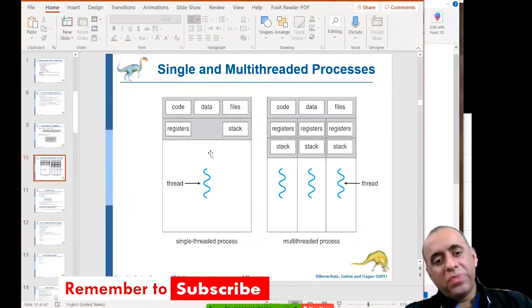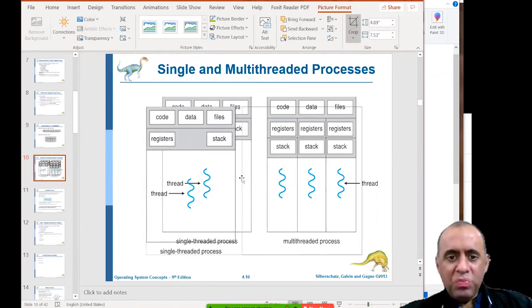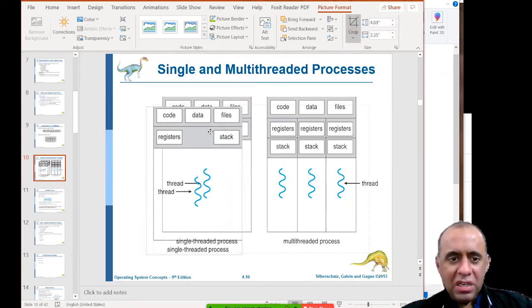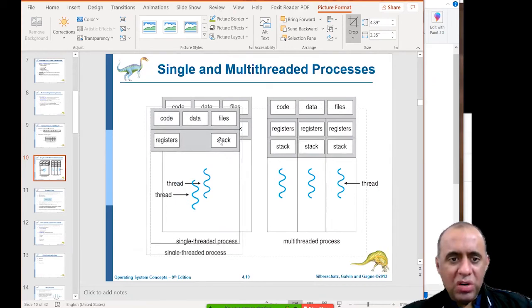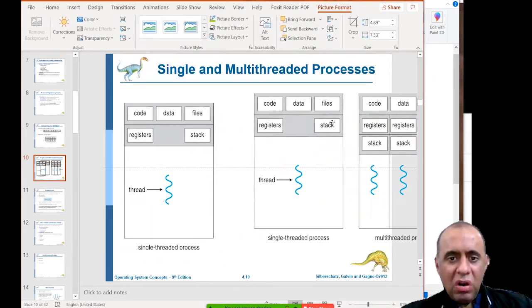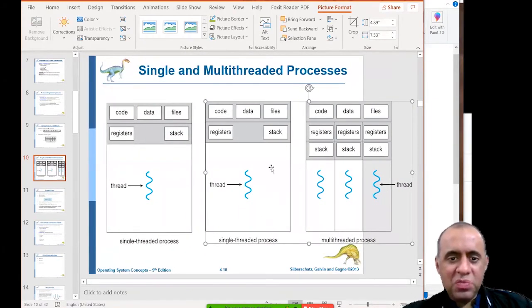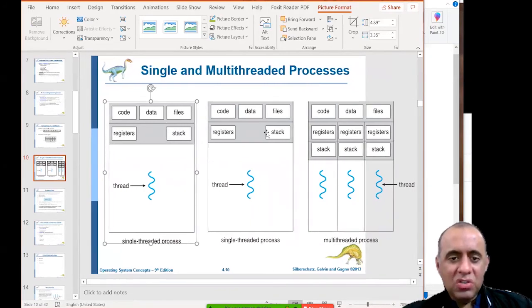And so this is a single threaded application, and this is a multi-threaded application. In the single threaded one, you can see these are the parts: the code, data, files, registers, and stack. If I were to make two applications instead of one, what would I do? I would make a copy of all of this process, right? I have copied this process into this process. So you can see that I have made copies of code, data, and files over here. So it is taking much more memory.